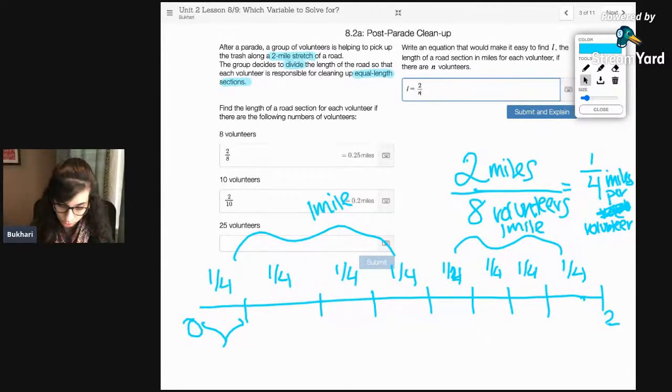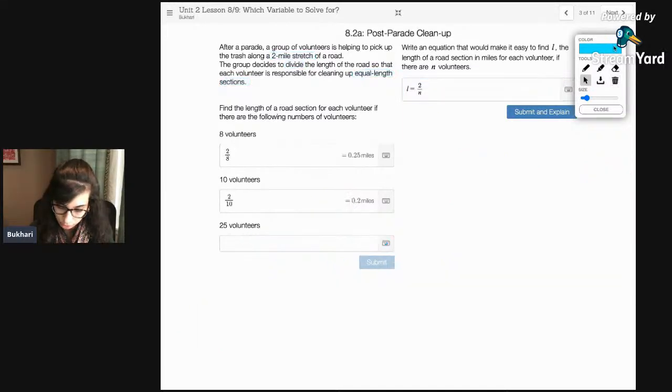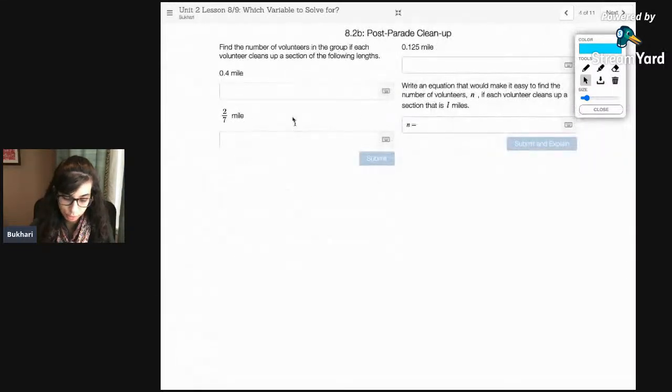And I think it'll be more clear for you as you get on to the second page, where you want to now, given the mile, find the number of volunteers, or how can we write it where n, which is the number of volunteers, is given when we know the number of miles. So think about what we did in the last problem.